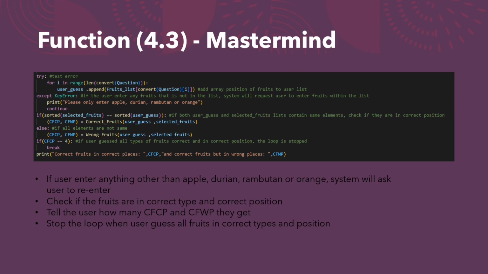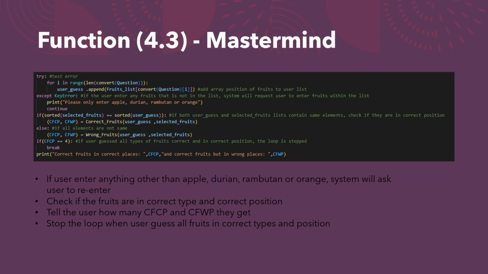After that, we will be using if sorted selected fruit equals sorted user guess to check if both the user guesses and selected fruits lists contain the same elements. And if they do, we will check if they are in the correct position. By using the functions correct fruits and wrong fruits, it will tell the user how many correct fruits in the correct position, and correct fruits in the wrong position they get.